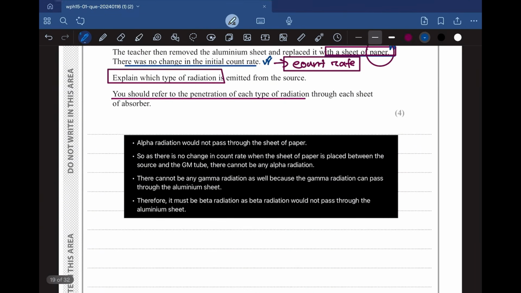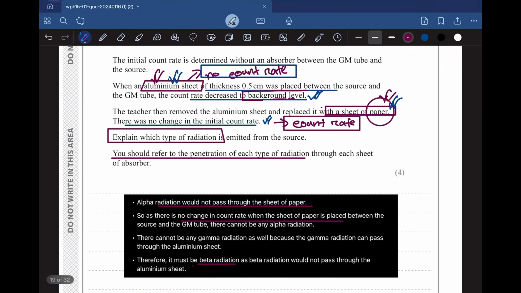And here are the mark scheme points that you guys will have to be able to understand. It says alpha radiation would not pass through the sheet of paper because we know it is highly ionizing and its penetration power is very low. So there is no change in count rate when the sheet of paper is placed. That means the radiations are reaching the GM tube through the sheet of paper between the source and the GM tube. Therefore it cannot be an alpha radiation. Now the next part says there cannot be any gamma radiation as well because the gamma radiation can pass through the aluminium sheet. And as it couldn't pass through the aluminium sheet, therefore it is definitely a beta radiation, right? So these are basically the 4 points that you will have to write to achieve all the 4 marks.